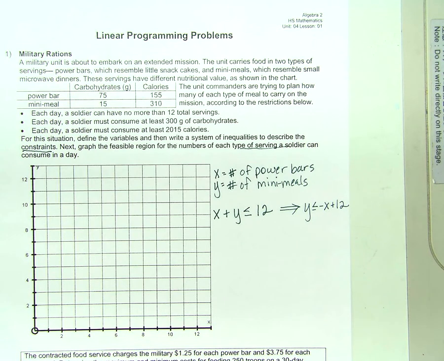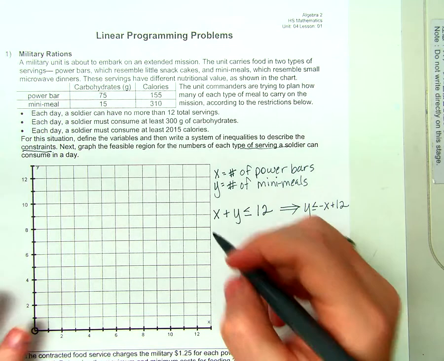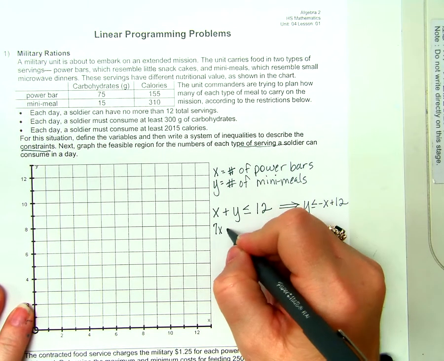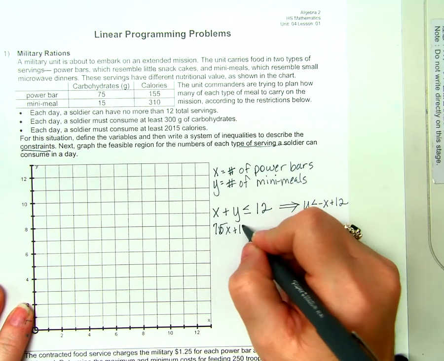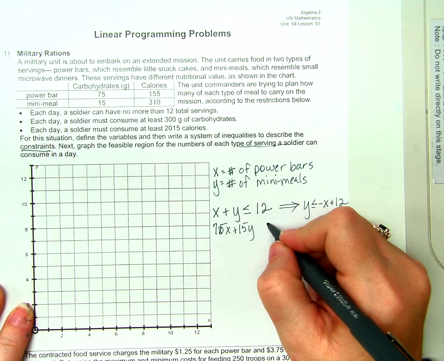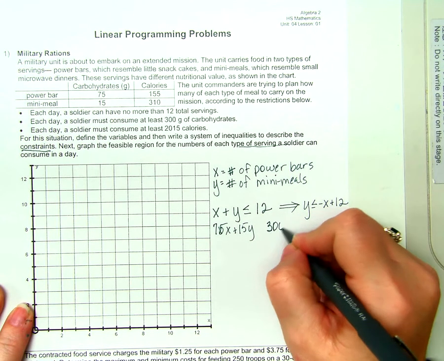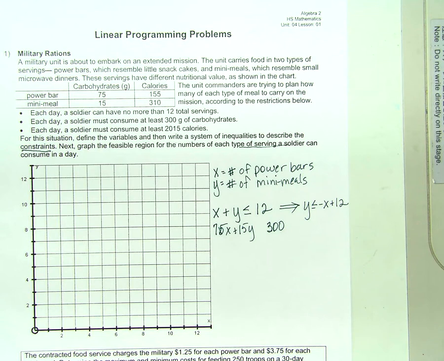Are we done? Is that all the constraints we have? What else do we have? Something about carbohydrates. Tell me what you know about carbohydrates. There's 75 in a power bar. There's 15 in a mini meal, and they need 300 in a day. Exactly 300? At least 300 means what? Greater than or equal to. Very good.